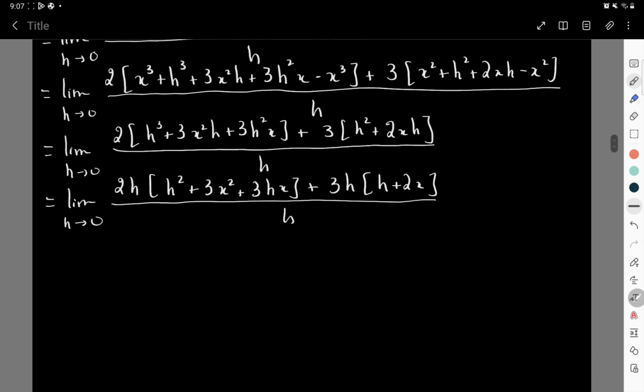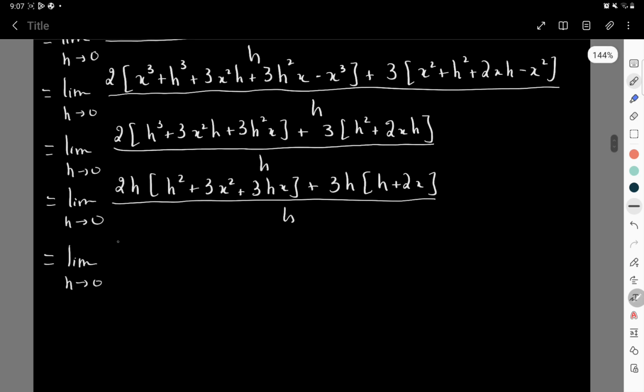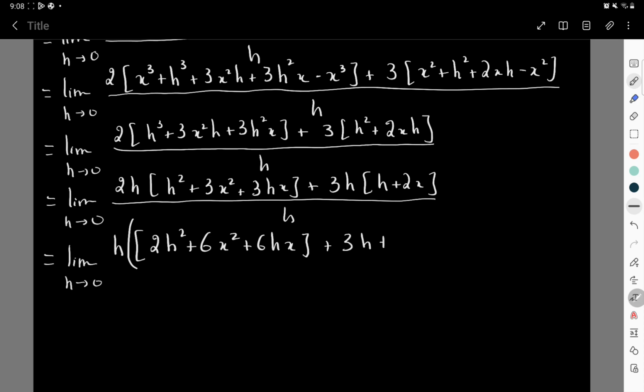Now, you can do it quickly if you wish, or you can take your time, which may be a better idea if you're not comfortable with the algebra. But the idea is to factor an h out. Okay, so let's factor an h out and put the 2 in. So it's h, 2h squared plus 6x squared plus 6hx, right? I just put the 2 inside. And then I factored the h out and I put the 3 inside. It's 3h plus 6x.